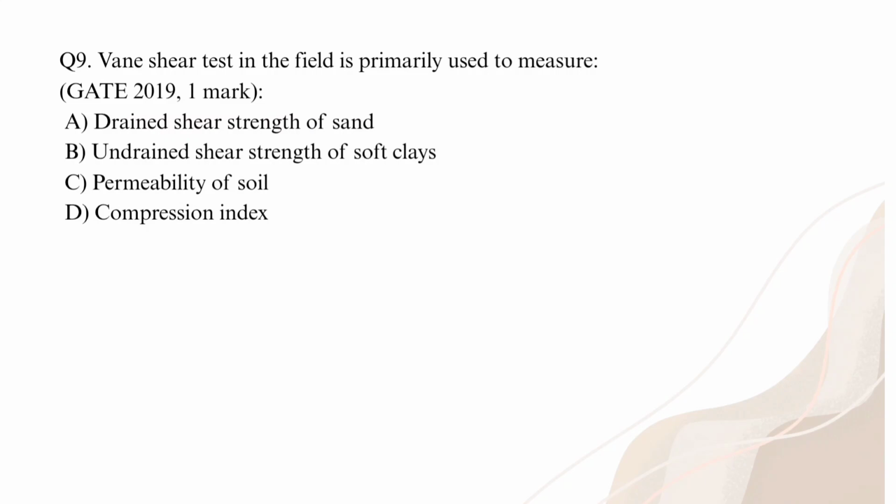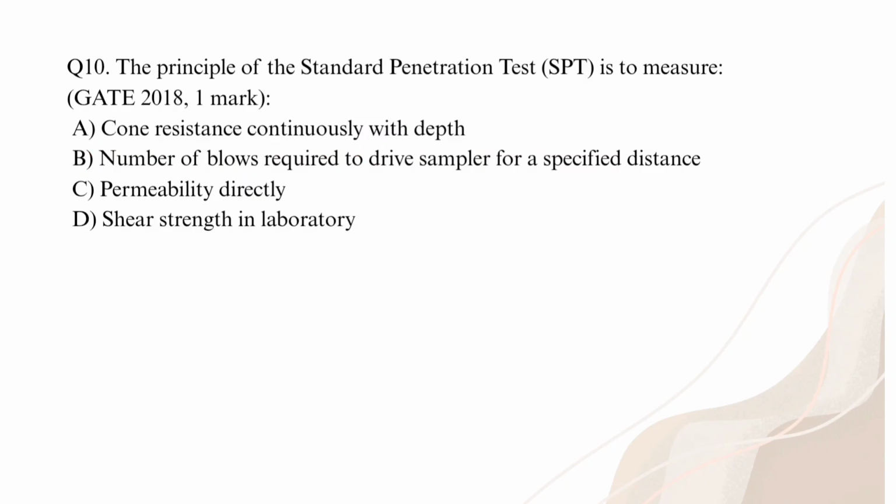A vane shear test in the field is primarily used to measure, and options given are option A drained shear strength of sand, option B undrained shear strength of soft clays, option C permeability of soil, and option D compression index. And the correct answer is option B, that is undrained shear strength of soft clays. And this question was asked in GATE 2019 for 1 mark. Now the next question, number 10.